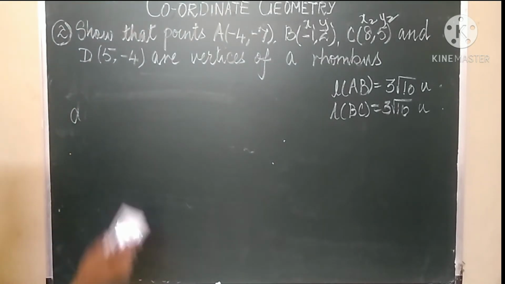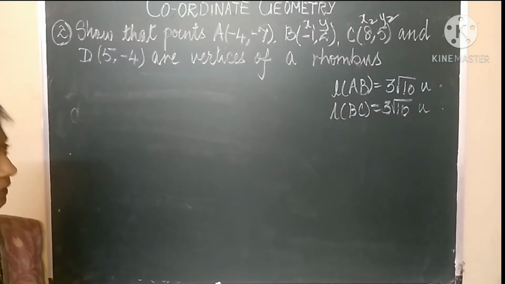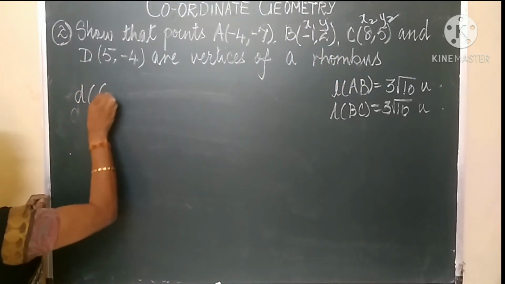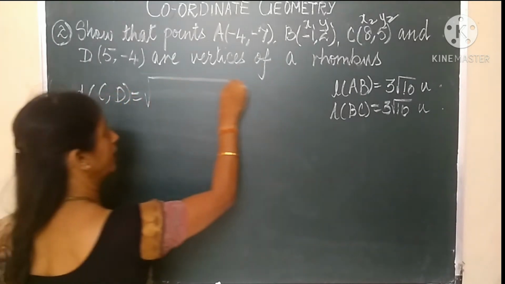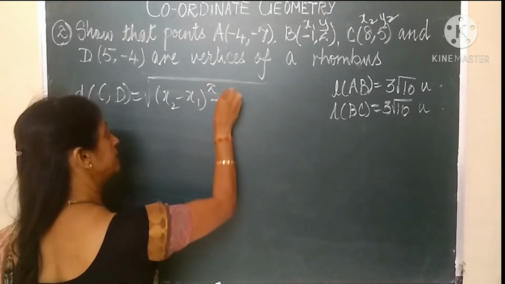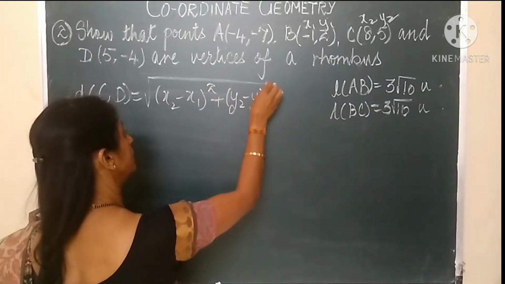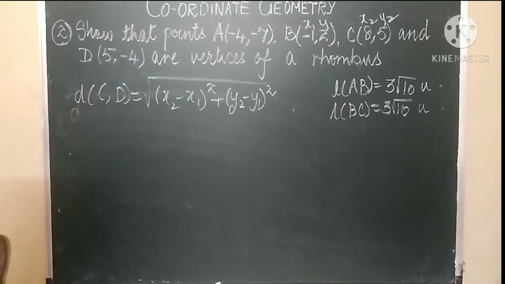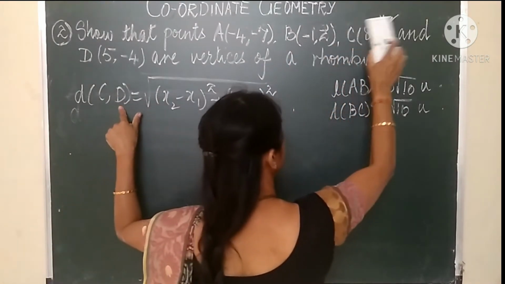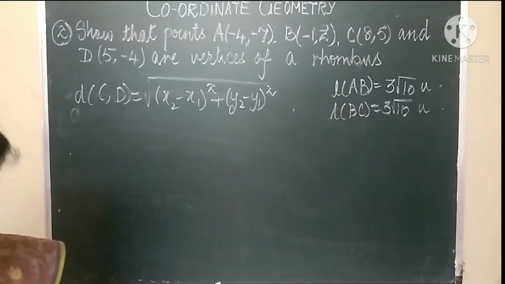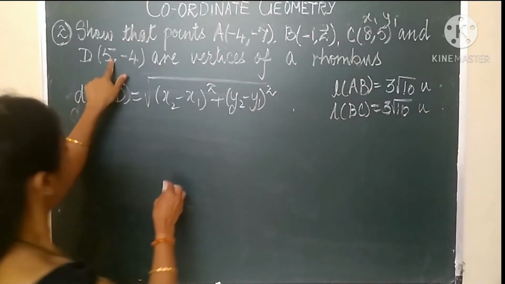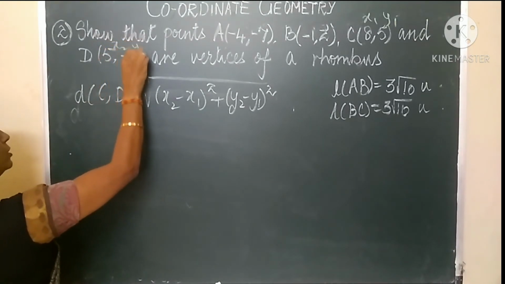Now, what do we calculate further? We are left with distance CD. So distance CD, again with the same formula, square root of x2 minus x1 the whole square plus y2 minus y1 the whole square. Let's assign the coordinates of C and D as x1, y1 and x2, y2.